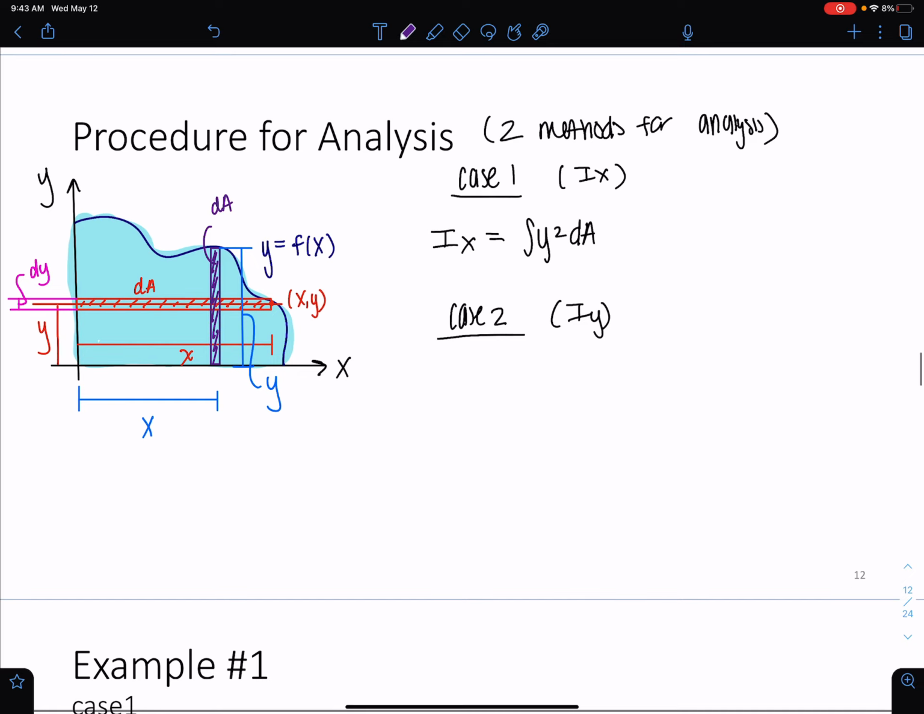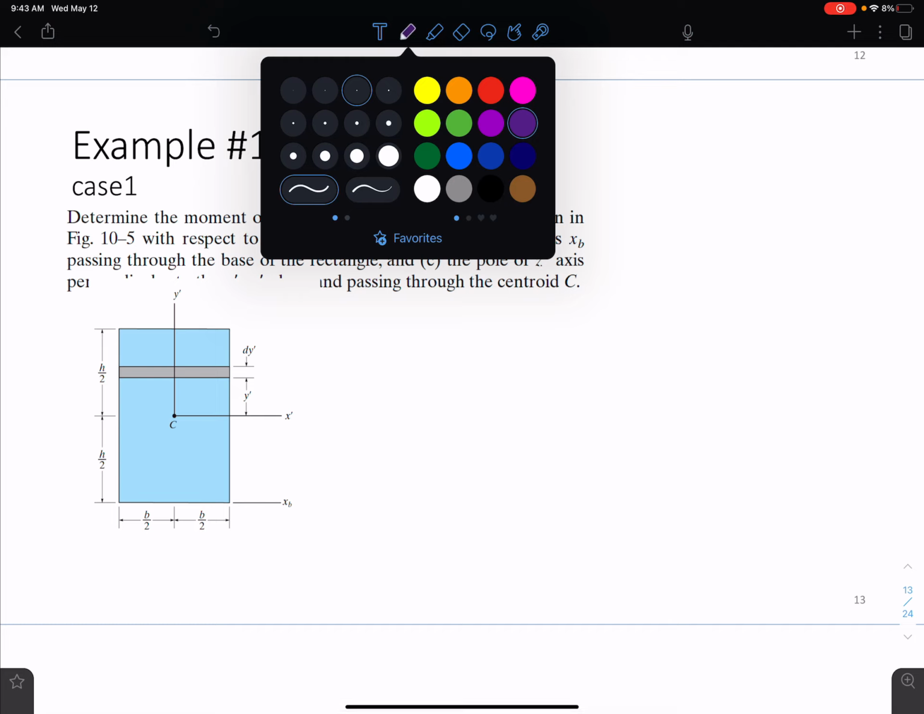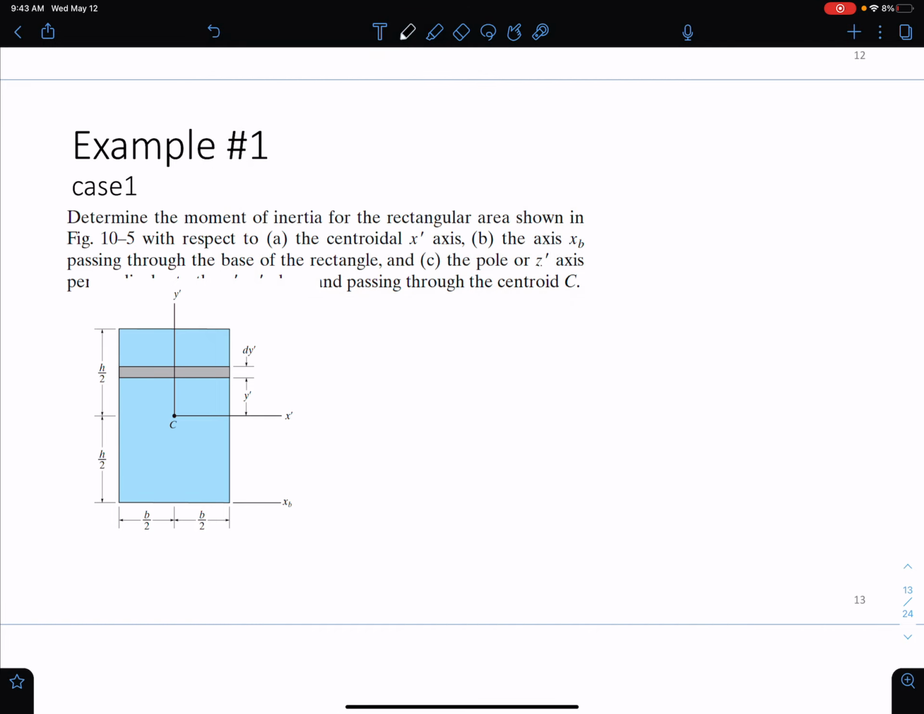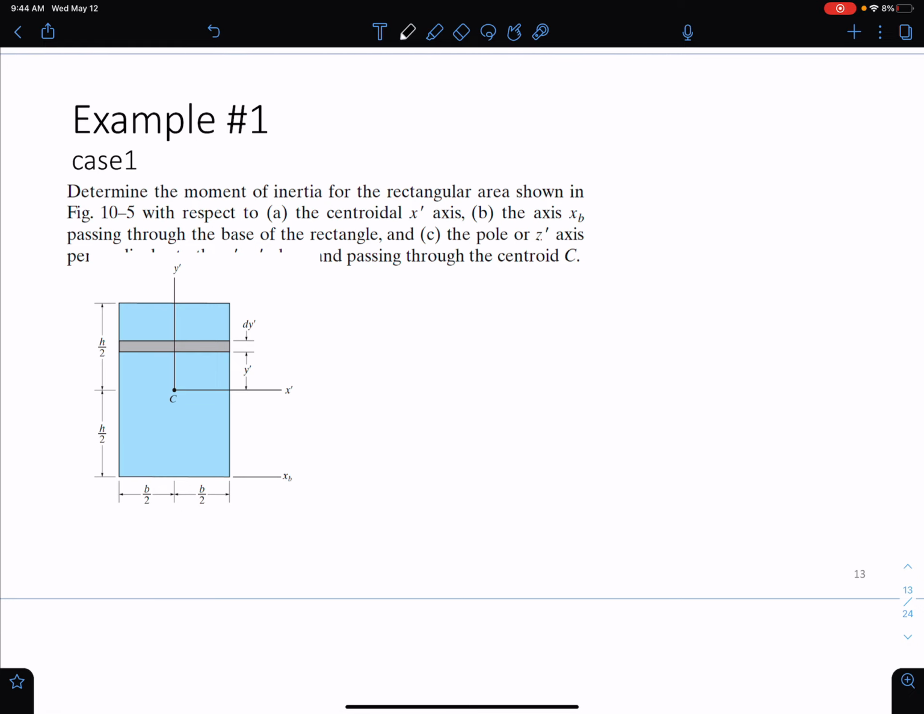All right, so let's try an example of this. I promise these are not that complex, and I'll tell you which ones to focus on, but these get a lot simpler once we start doing the problem. So we have example 1 here, and we want to determine the moment of inertia for the rectangular area shown in this figure with respect to A, the centroidal axis x prime, B, xb passing through the base of the rectangle, and this got a little cut off, but the pole or z prime axis perpendicular to, let's see, this is part C. So this would be the polar moment of inertia passing through the centroid C. Okay, this is a perpendicular axis.